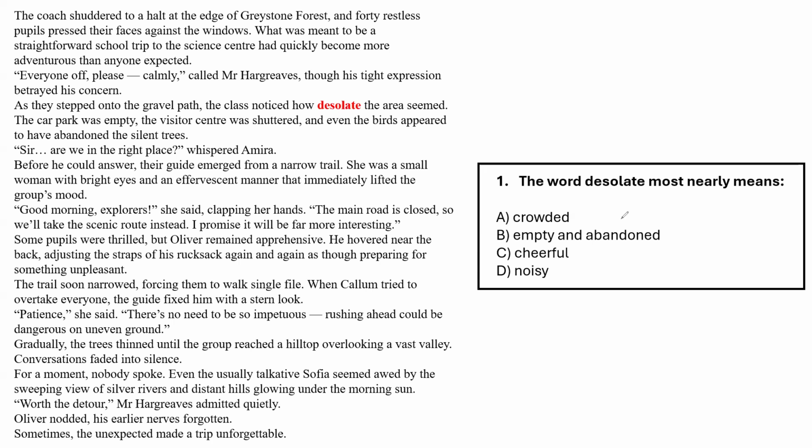Let's go to Jordan. Now, Jordan, you said that the answer is B. You are correct, but how do you know you're correct? It can't be crowded because it says the class noticed how desolate the area seemed. The car park was empty, and also it says even the birds appeared to have abandoned the silent trees, which means it has to be B. Awesome, and that's a really good exam technique, Jordan.